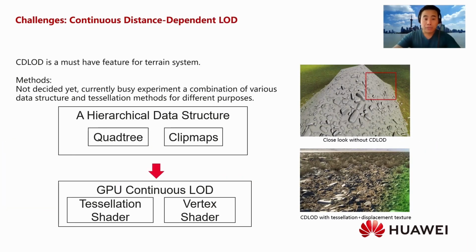As previously mentioned about the scale of freedom challenges, a continuous distance-dependent LOD (CDLOD) is a must-have feature for terrain systems nowadays. Without the CDLOD, the surface may look flat and boring, as what the red box indicates here. More specifically, a hierarchical data structure is unavoidable here. Both quadtrees and clipmaps have been quite popular. Each has its own advantages and disadvantages.